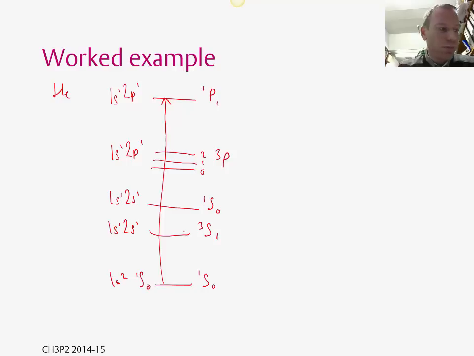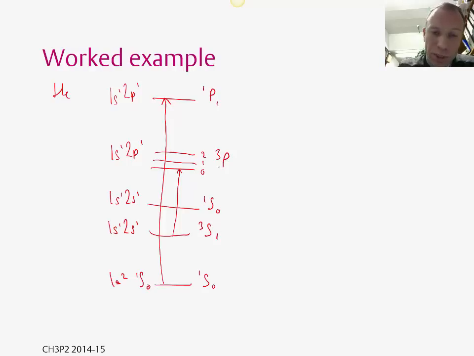Let's take the next state up, the triplet S1. Where can we go from here? Can we go to the singlet S0? No, we can't, because it's a change in multiplicity and that's not allowed. Can we go from triplet S1 to a triplet P? Yes, we can. We need to look a bit more closely. If we go to the triplet P0, then delta capital L is plus 1 and delta capital J is minus 1, but that's allowed, so this transition is allowed.